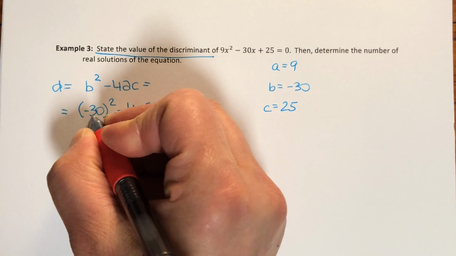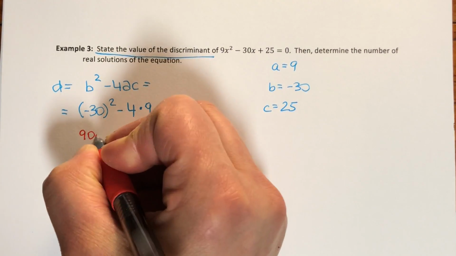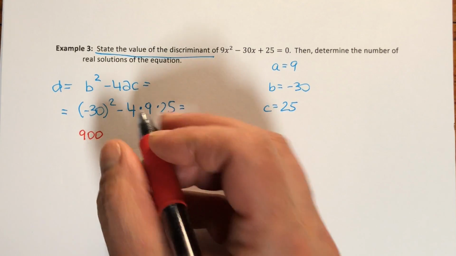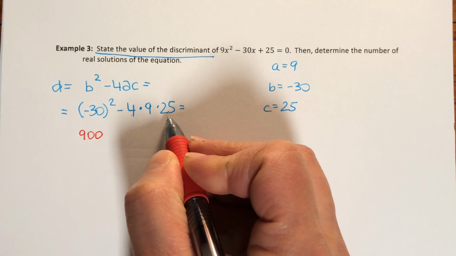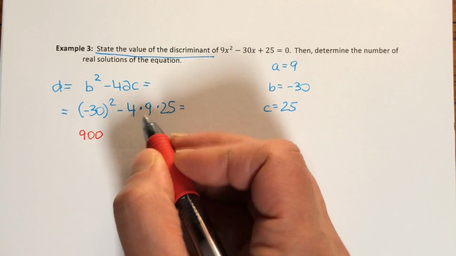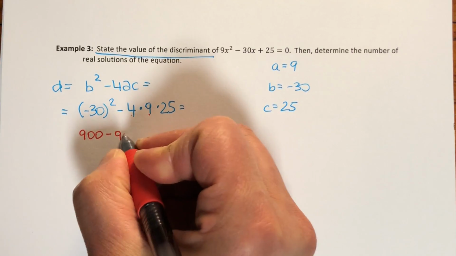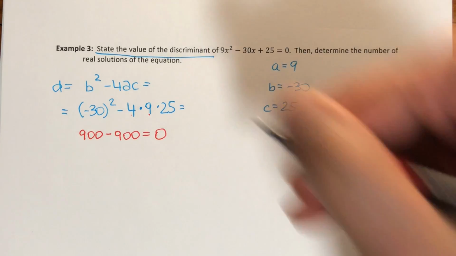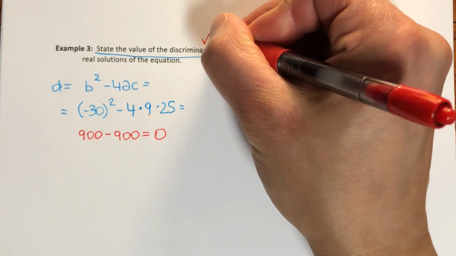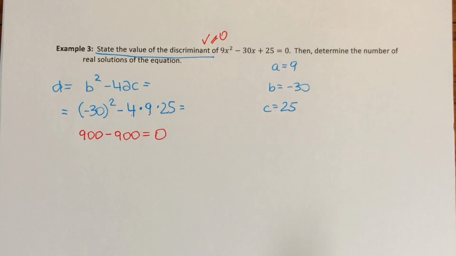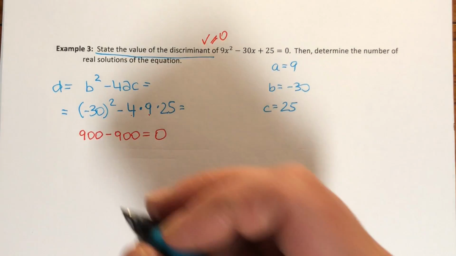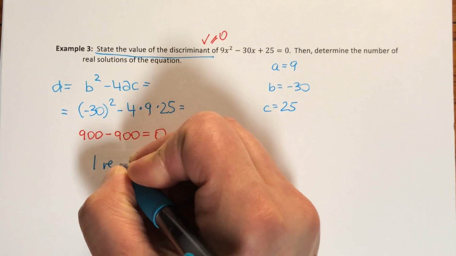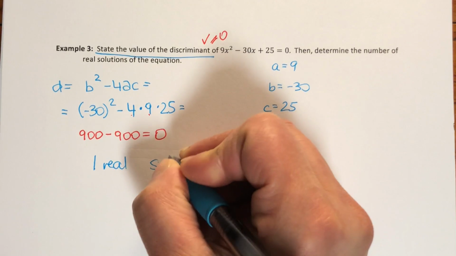30 squared, so 3 times 3 is 9, and then I will have 2 zeros. Well, 4 times 25 is 100. 100 times 9 is 900. So the value of the discriminant is 0. I just answered this question. This is equivalent to 0. And because the discriminant is 0, I am going to have 1 real solution.